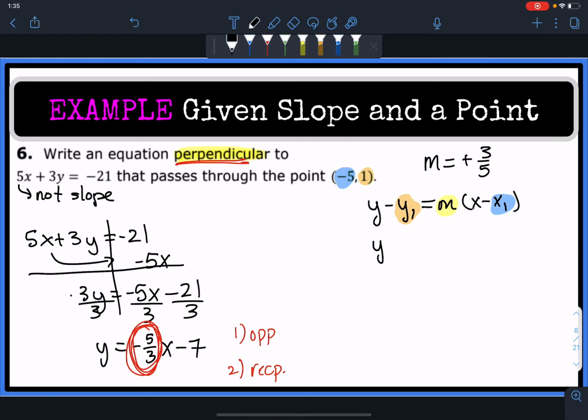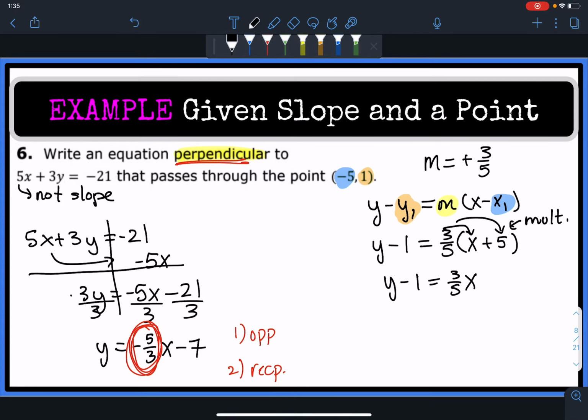So now plugging in our y1 value, plugging in the slope of 3 over 5, and plugging in negative 5 for x, we get that y minus 1 is equal to 3 over 5 times x plus 5. Now we're going to distribute, which again, you cannot forget to multiply that second number. We end up with y minus 1 is equal to 3 over 5 times x plus 3.